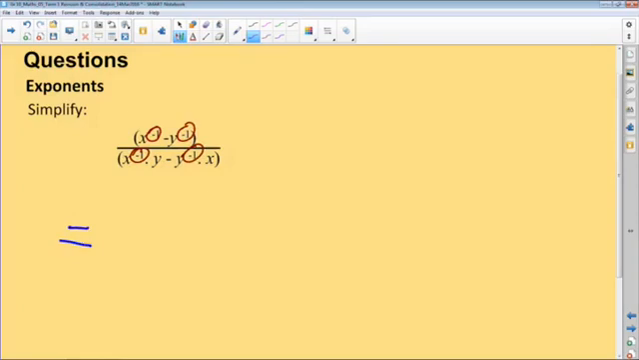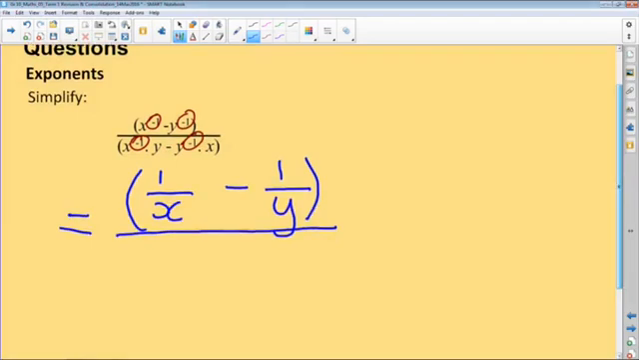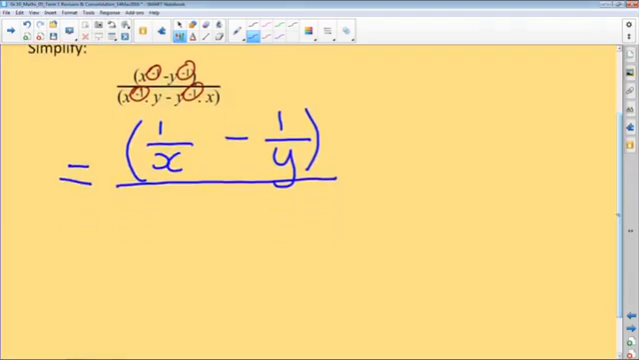So I'm going to change those to fractions, starting with x to the -1, which becomes 1 over x, minus y to the -1 becomes 1 over y. And don't freak out now, but that already looks a lot easier. Trust me on this, you'll see. And then at the bottom, I have y over x minus x over y.